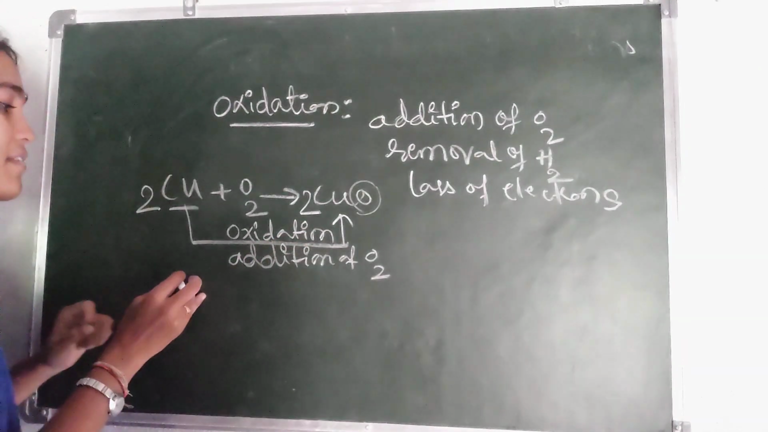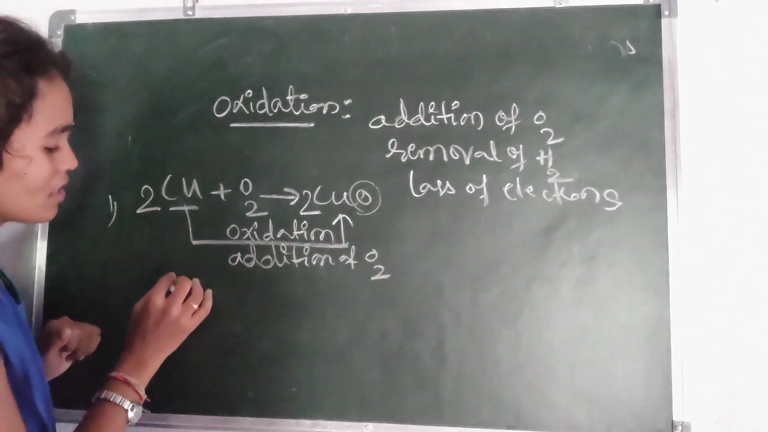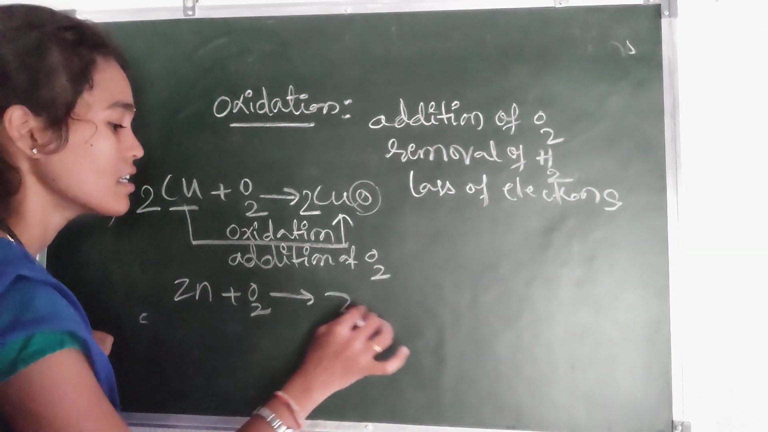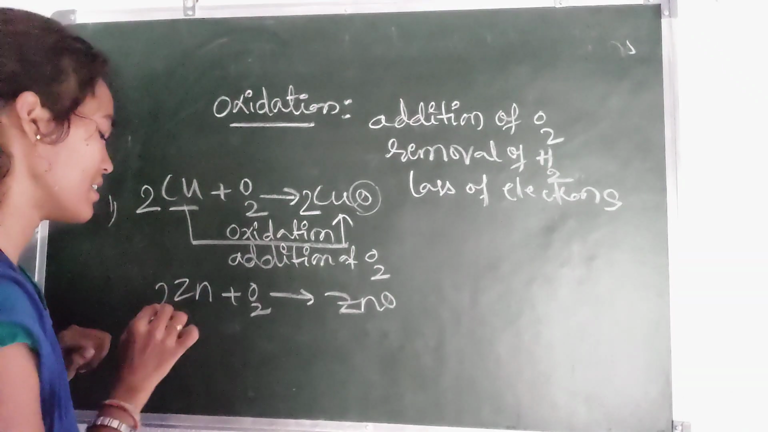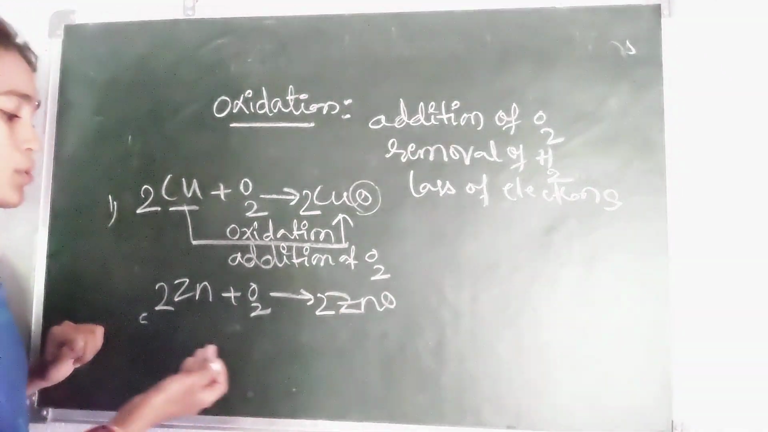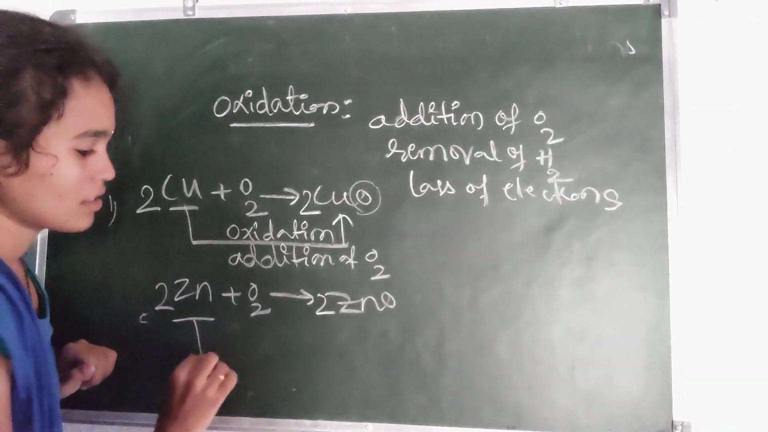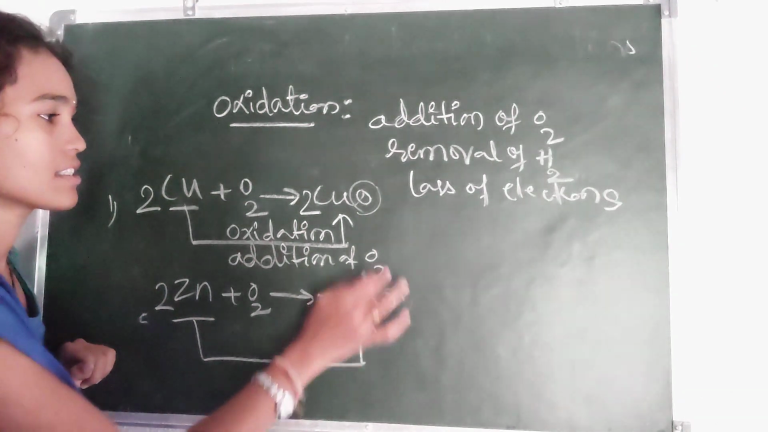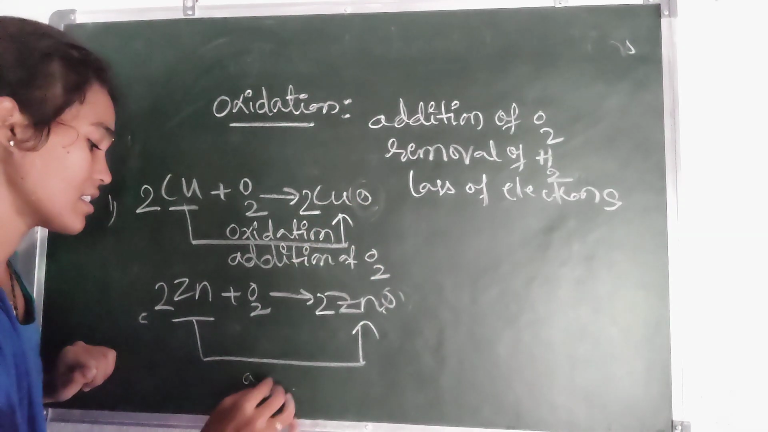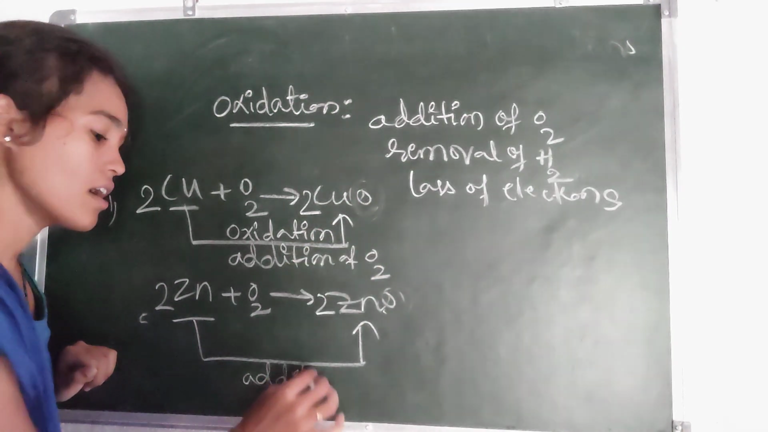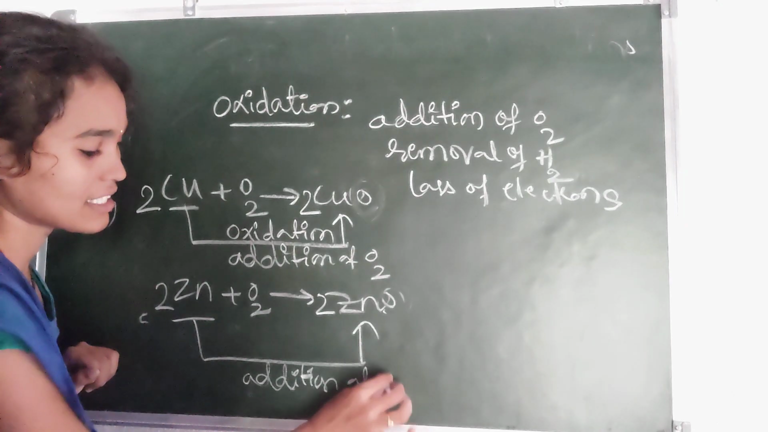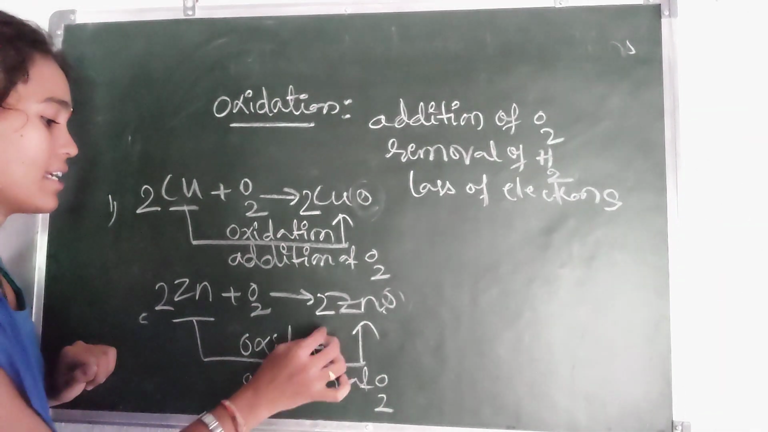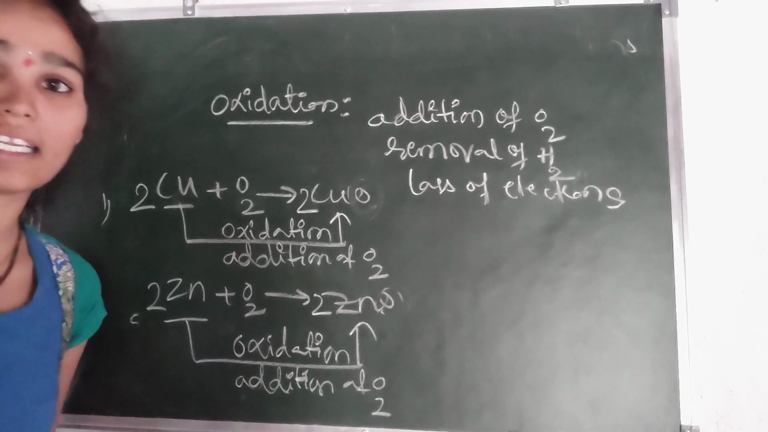Okay, the same way see another example. Zinc plus oxygen gives rise to zinc oxide. This is unbalanced, so it is balanced. So see here, zinc becomes zinc oxide: addition of oxygen. Addition of oxygen is nothing but oxidation. Okay, it is clear now.